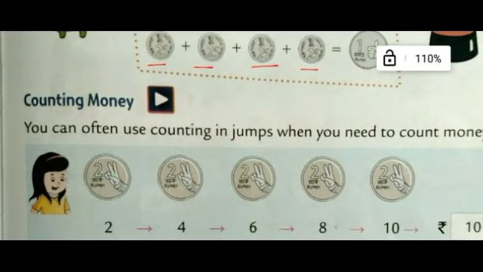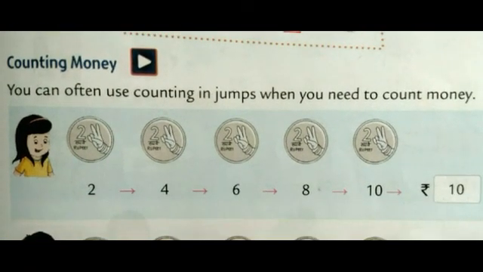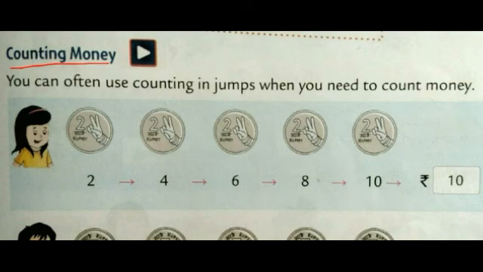Now, it's time to do some exercise related to it. That is counting money. Here we will learn how to count the given money, the amount that you have. You can often use counting in jumps when you need to count money. Like 2 plus 2 will give you 4, plus 2 will give you 6. If again you add 2, you will get 8. And if you again add 2, you will get 10. That means you have 10 rupees. Five 2 rupee coins will give you 10. That means that you have 10 rupees.